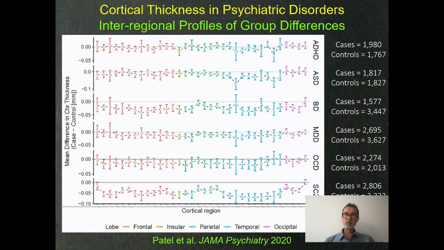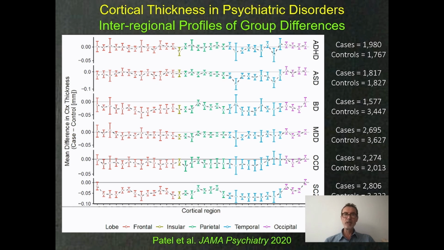Here, on the right side, you have the number of cases and controls for the different disorders. For example, here at the bottom, group differences in cortical thickness for patients with schizophrenia as compared with controls. And you can see that, as expected, cortical thickness is lower in patients. That's why the values are below 0. But you can also see that the difference is not the same. The line is not flat. So in some regions, the differences are larger than in other regions.